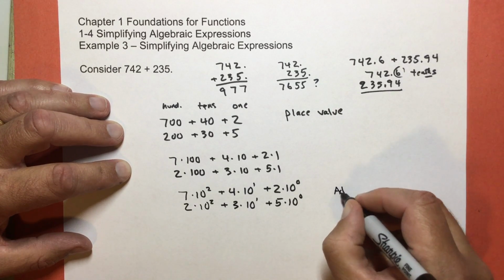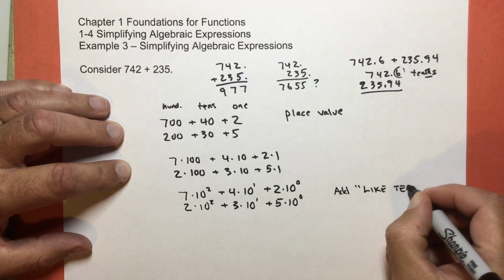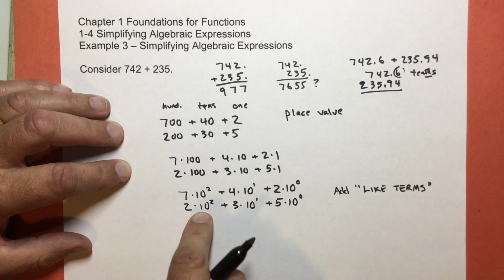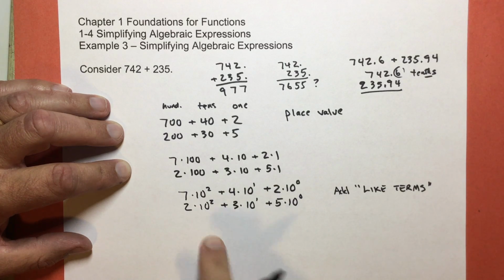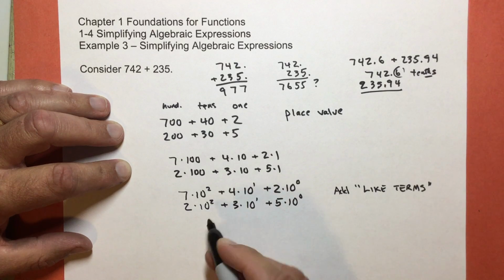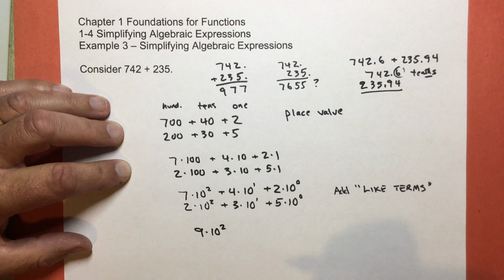You can only add like terms. And like terms have the same variable, but in this case, it's not a variable, to the same exponents. So I can only add 7 of the 10 squares plus 2 more of the 10 squares, which gives me 9 times 10 to the second power.